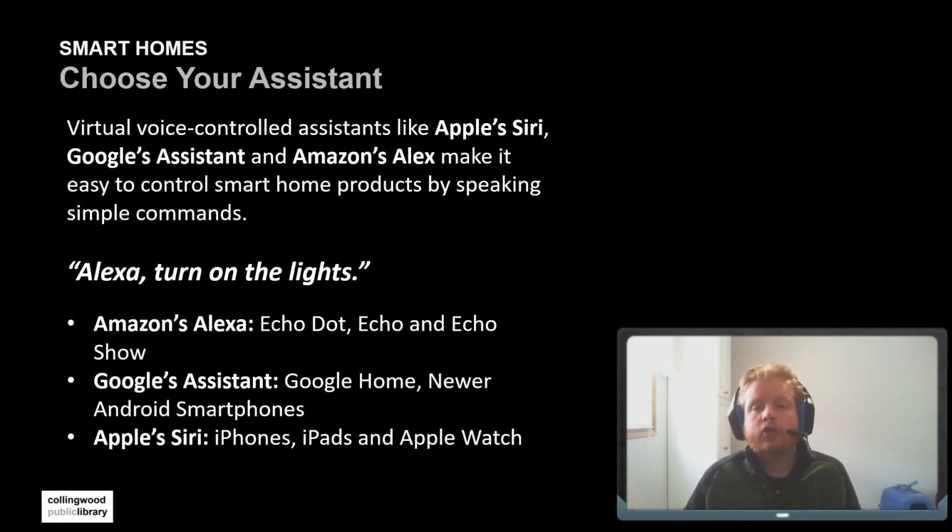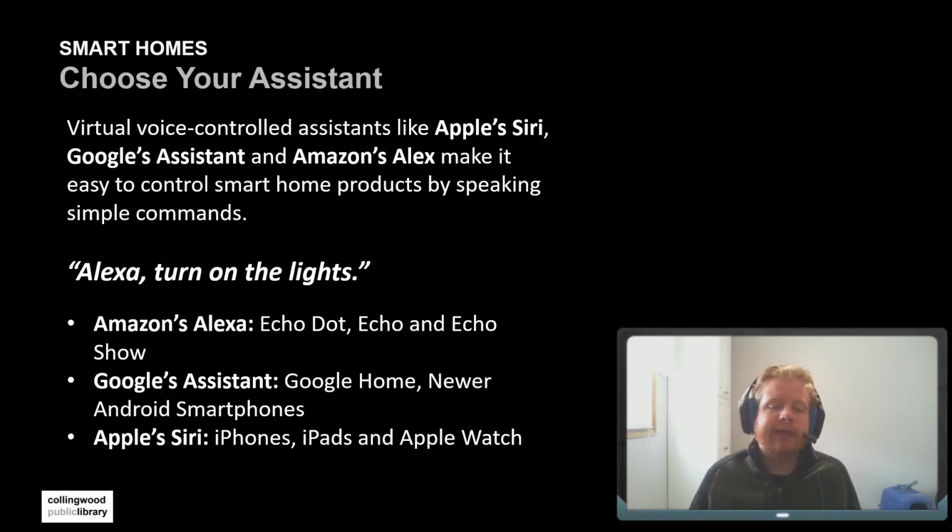Another thing you should be looking at as well is choosing your assistant. So basically, this is the virtual voice control that allows us to say, hey Google, hey Siri, hey Alexa, please do this thing. So it just makes it easier for us to control our smart home products. We can simply say certain commands and then it'll do it.